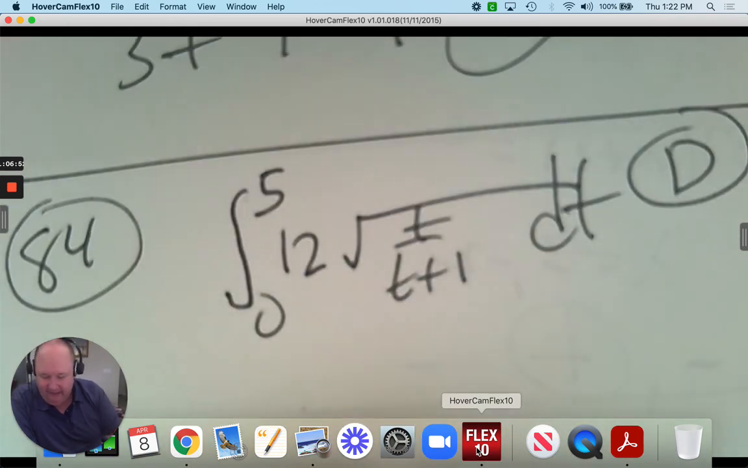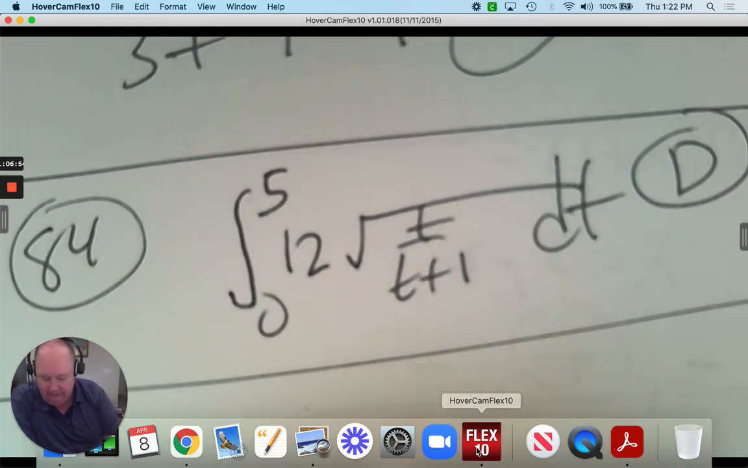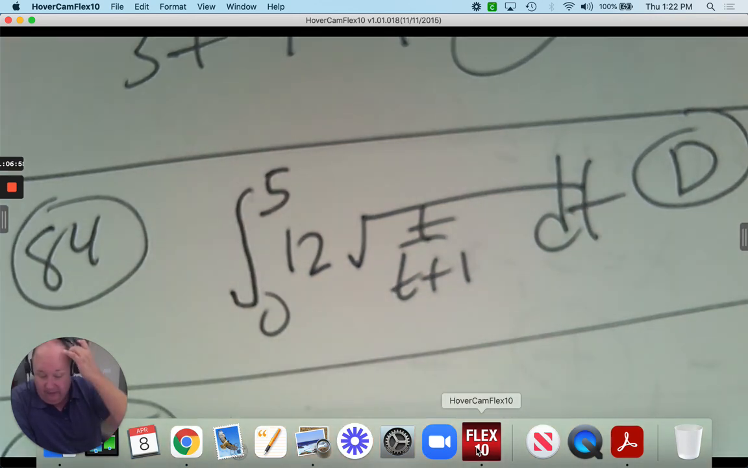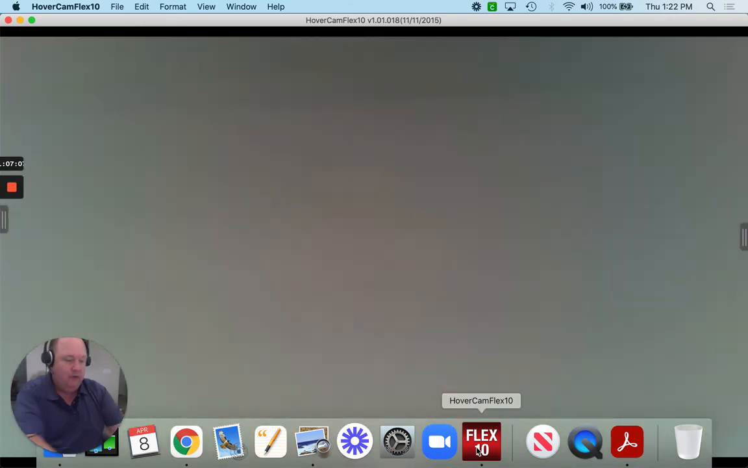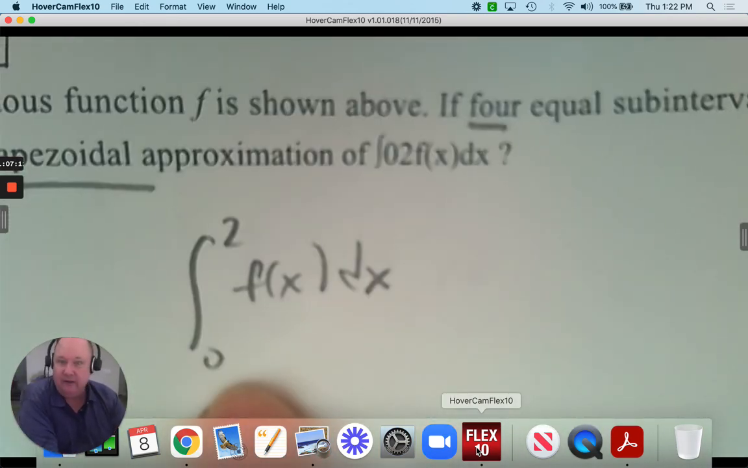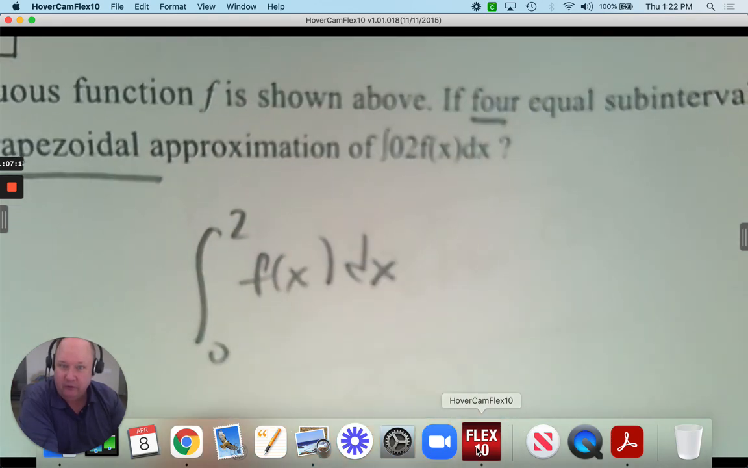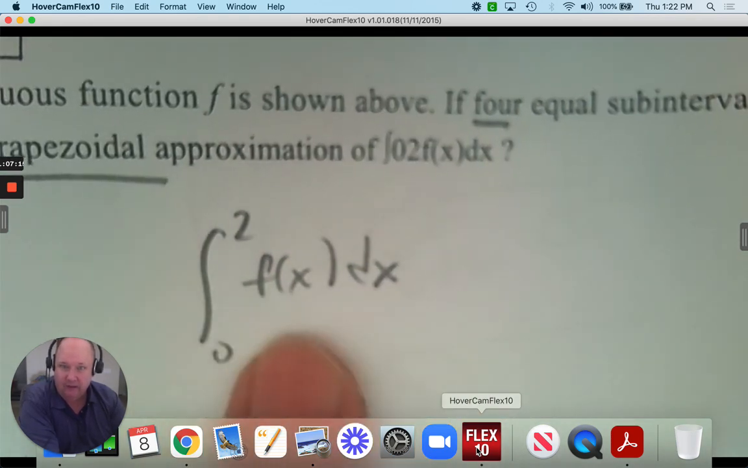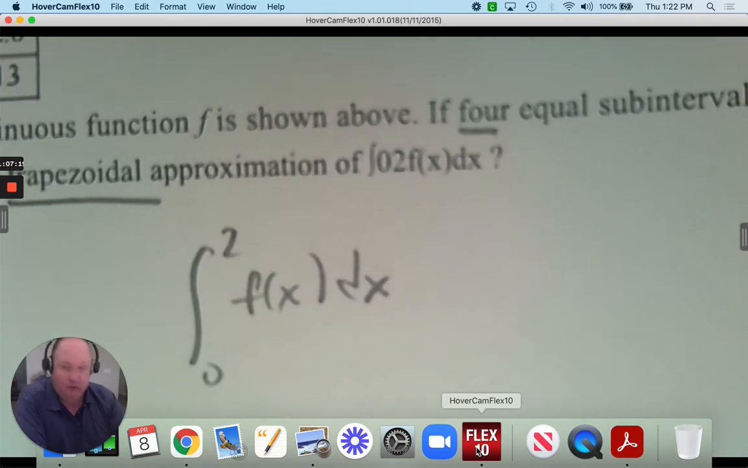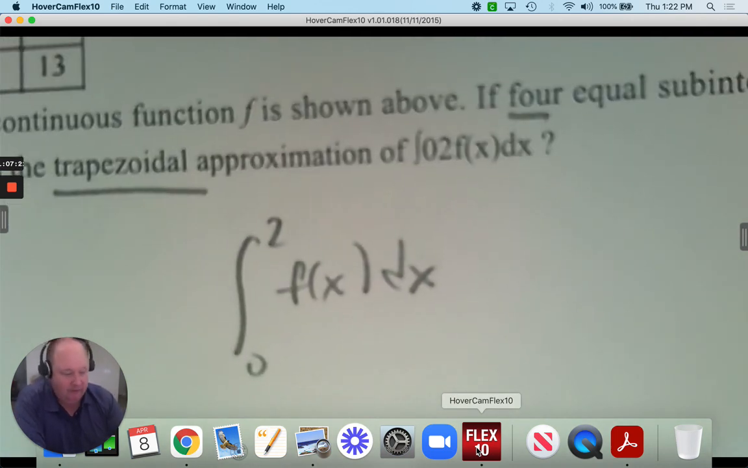Number 85, you're given a table for 85. And it says, use 4, and there's like a graphic services weird thing happening here. So if you look at it, it does this, right? What it meant to do is this. So 0 to 2 are the bounds, and they don't look like it, but can you rewrite it this way? And then if I'm doing a trapezoidal approximation, find the width.